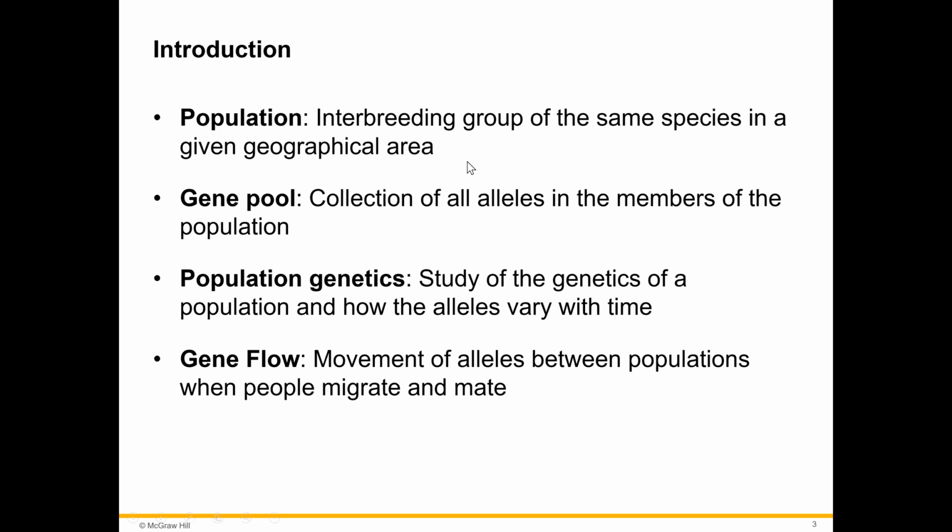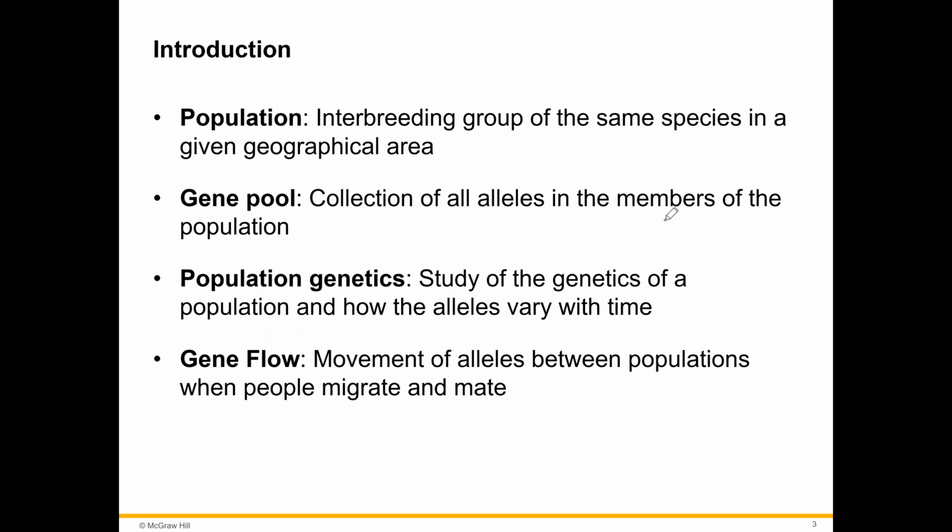So let's start with defining population. Now, populations are interbreeding groups of the same species in a given geographical area. So a population is all individuals of the same species that live in a particular area and can interbreed. That means they can breed with each other and produce fertile offspring. Gene pool is a collection of all alleles in the members of the population.